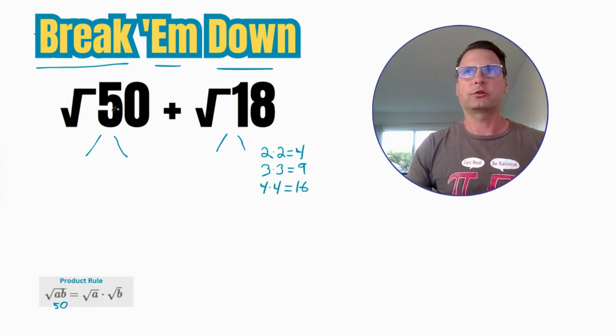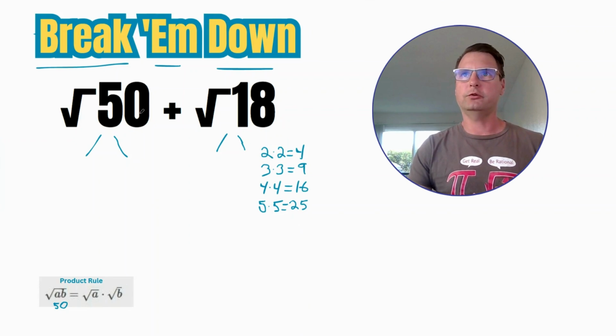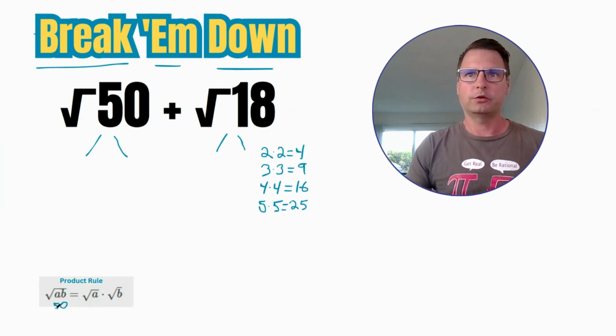So is there a perfect square hiding in 50? Well, would it help to take this one step further? What's 5 times 5? 25, right? That is a perfect square. Does that perfect square 25 go into 50? In other words, can we find numbers where that 50 equals something times 25? 2 times 25, right?